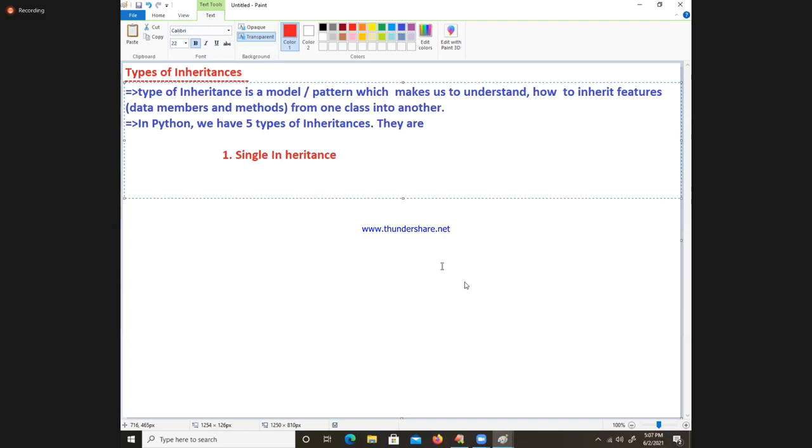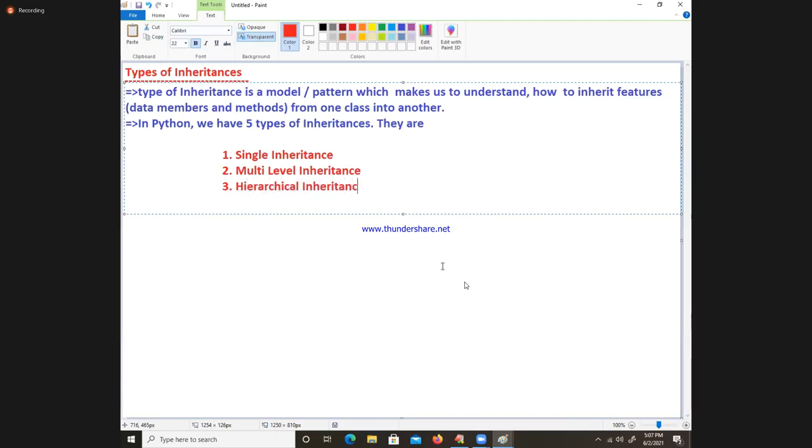I will explain next. The second one I will talk about is multi-level inheritance. See how I will make you perfect in this. Single inheritance, multi-level inheritance. Next I am going to talk about the third one. What is the third one here? Hierarchical inheritance. Next, I am talking about the fourth, that is called multiple inheritance.